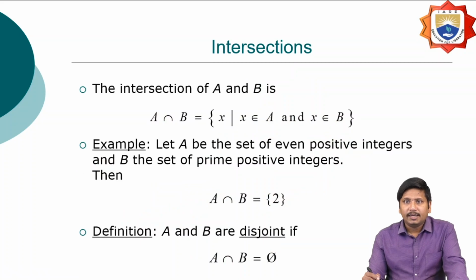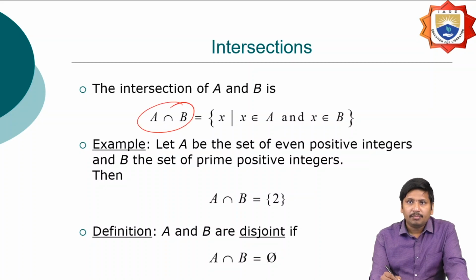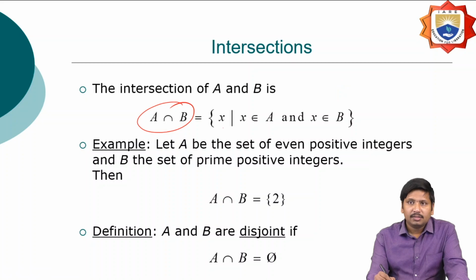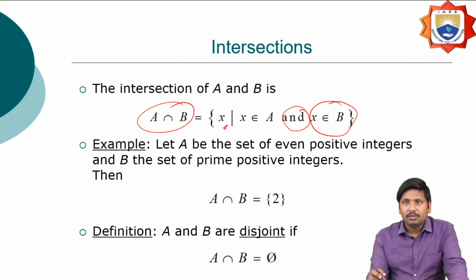And the next one is intersection. Intersection: how can I write it in set builder form? A intersection B is denoted by this symbol. Here the operator should be exclusive, meaning {x such that x belongs to A and x belongs to B}. The element which is present in A should also necessarily be present in B. Then only can I say it is in A intersection B.